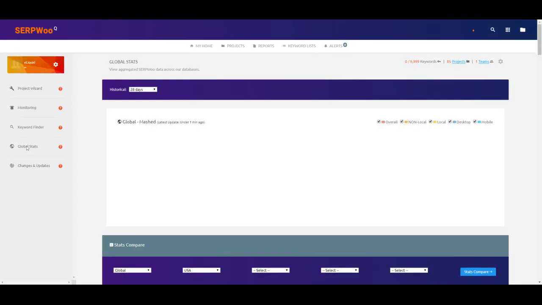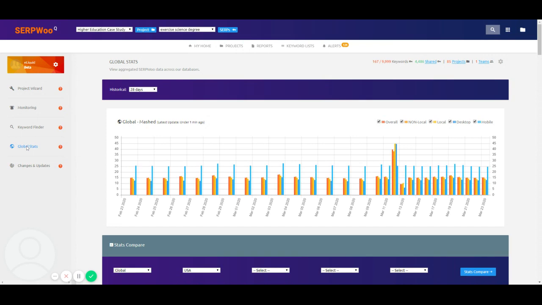In global stats, what we want to find is shifts, because that shift is our volatility. We also want to look at a current date range, not something from 90 days or 4 or 5 months ago that somebody's already forgotten about. We want something recent, because if somebody has recently lost rankings, they're going to know about it right now. It's going to be top of mind. So I'm going to switch my historical date range to 7 days, the last 7 days of data on our keyword universe here at SERPWoo.